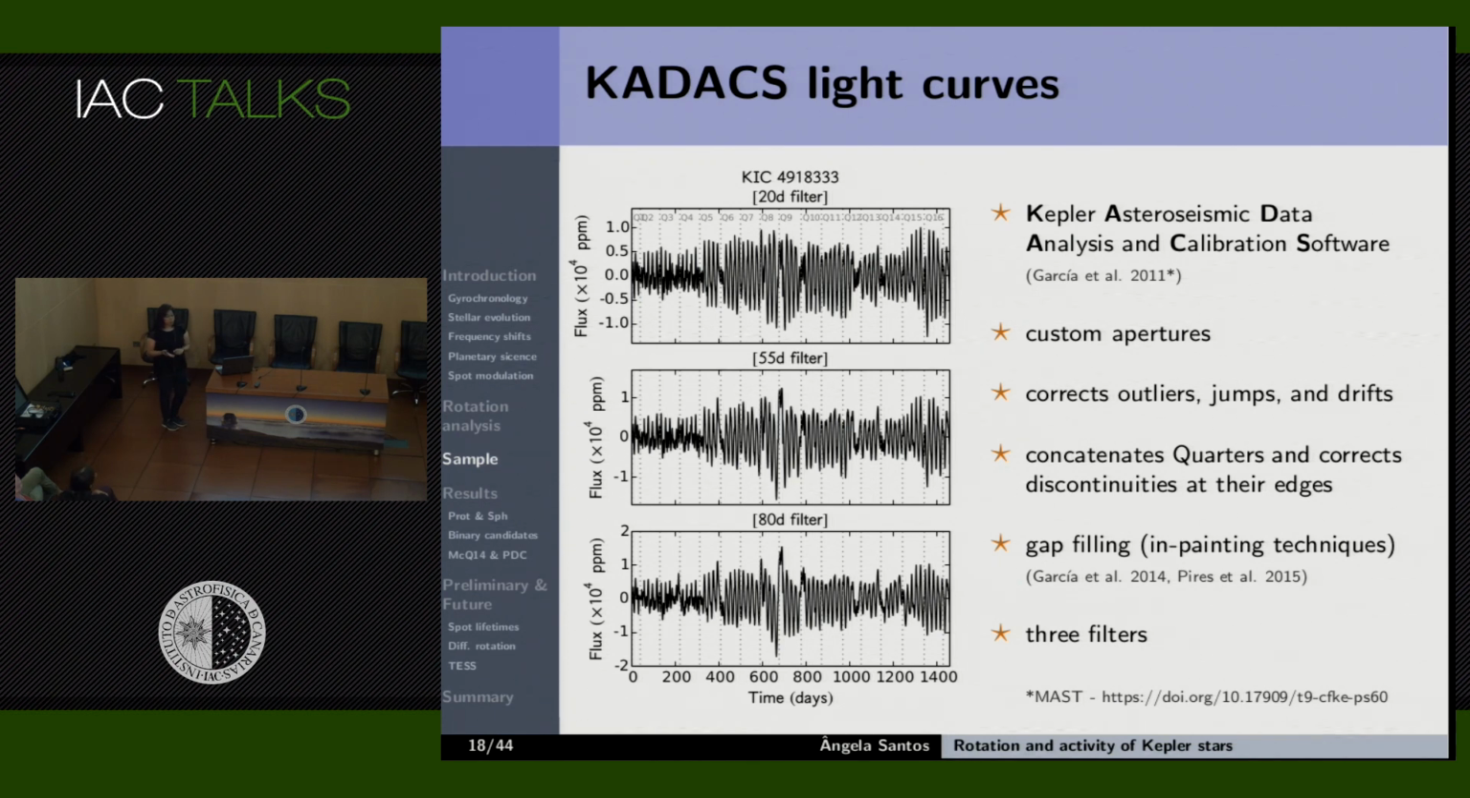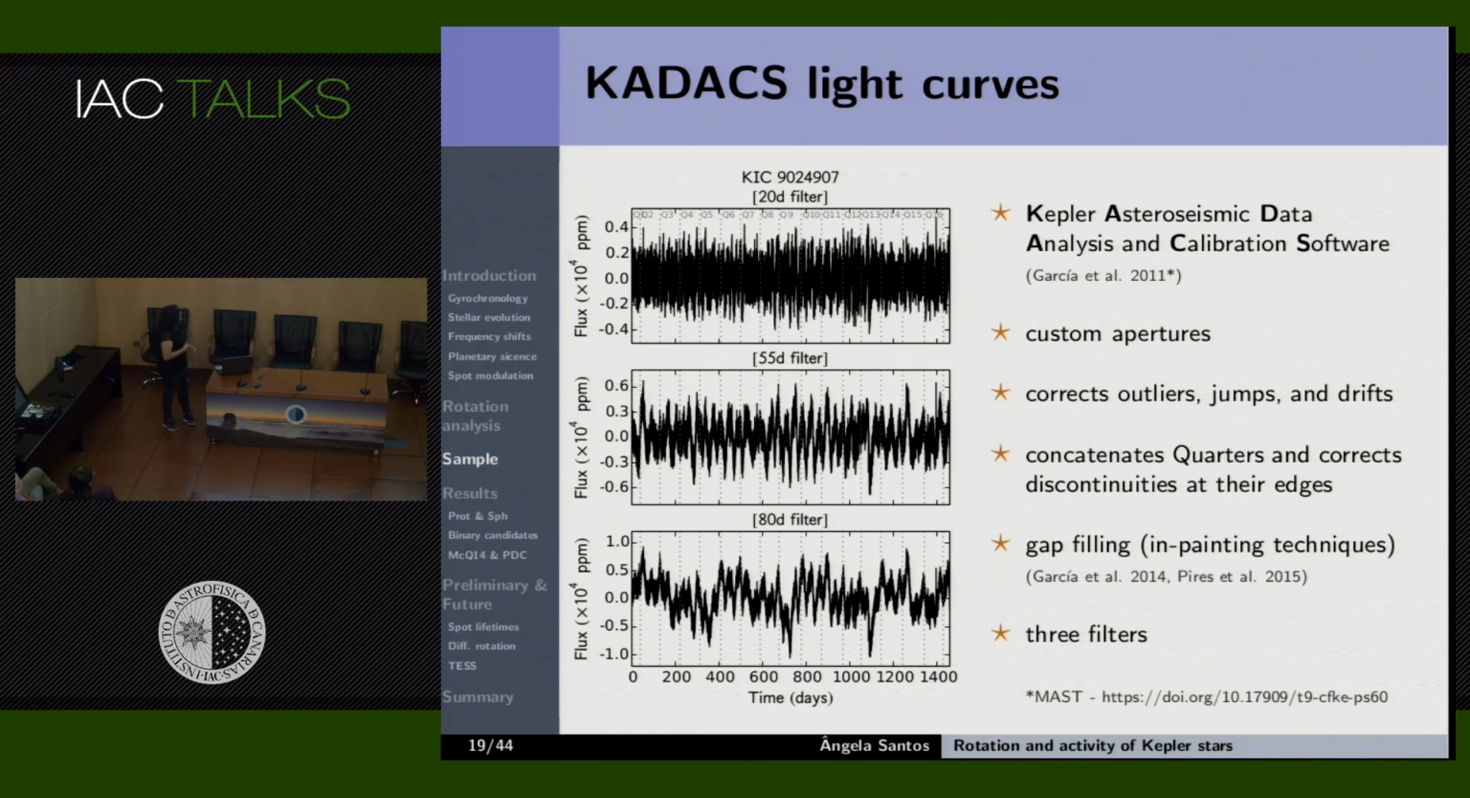And we also use 3 different filters. And this is the light curves for one star obtained with the 3 different filters, which for this star doesn't make much difference. But for this star, for example, we can see that they are different, the light curves obtained with the different filters. And the main reason why we use the 3 filters is to make sure that we are not getting the harmonic of the true rotation period instead of the rotation period.